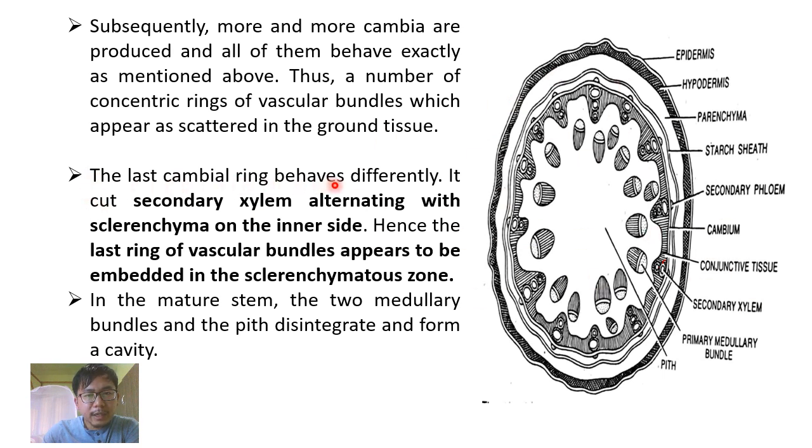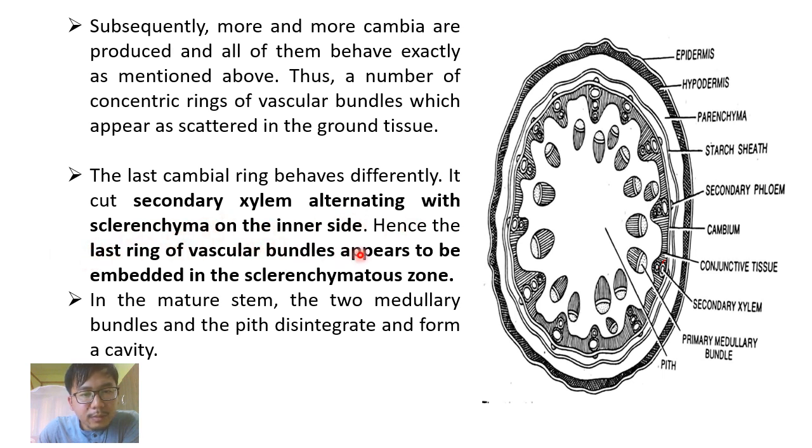The last cambium ring behaves differently. It cuts secondary xylem alternating with sclerenchyma on the inner side. So the last activity of cambium will be present somewhere here. The mode of activities of this cambium is totally different from the first, second, third, and other cambia. Here it cuts secondary xylem alternating with sclerenchyma, that means they will cut secondary xylem below, and after that sclerenchyma. All right, sclerenchyma tissues are mostly dead tissue.